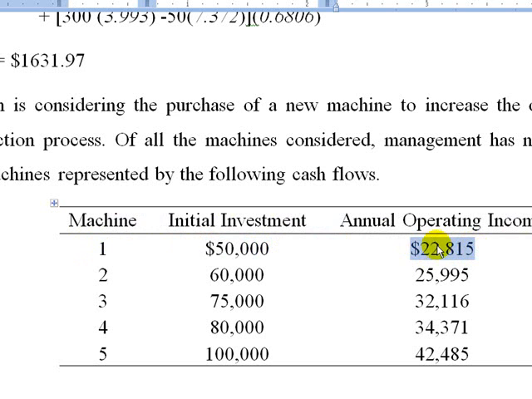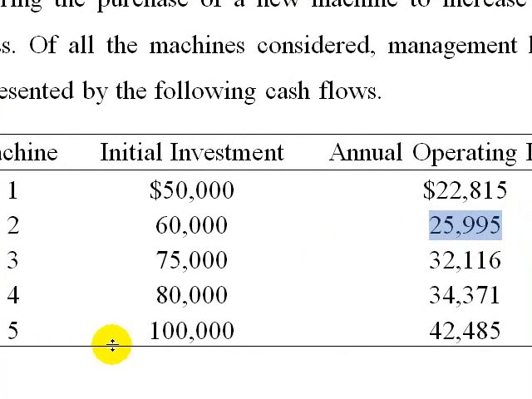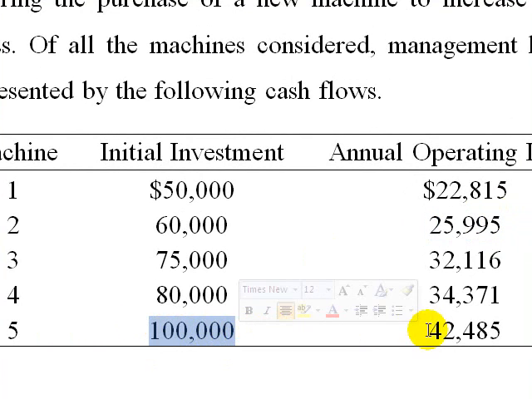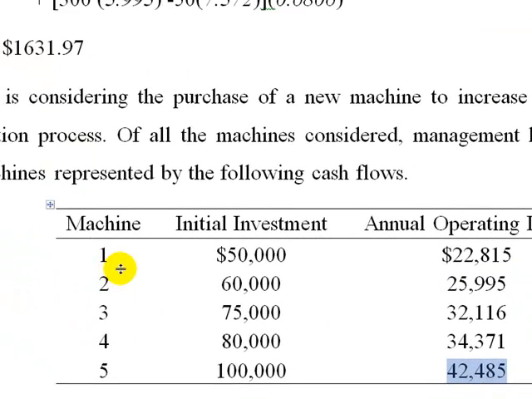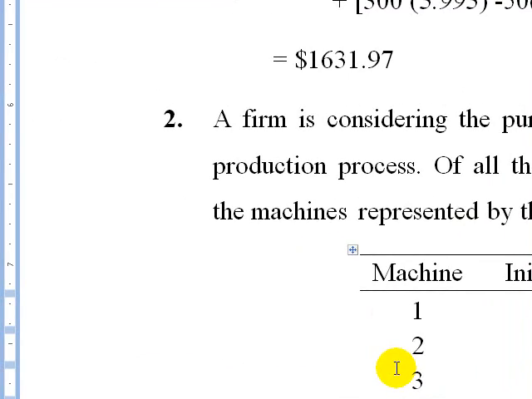$22,815. Similarly, machine 2 has an initial investment of $60,000. This is a little costlier machine, but it also gives you more income per annum. Machine 5 is the costliest with $100,000, but it is also giving you $42,485 per year in income. So now the question is, which machine should the company choose?